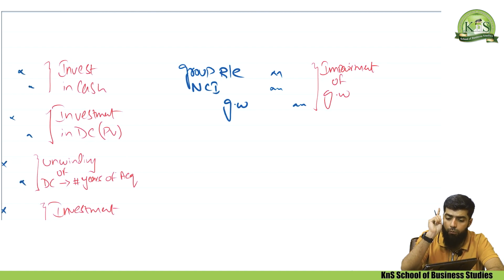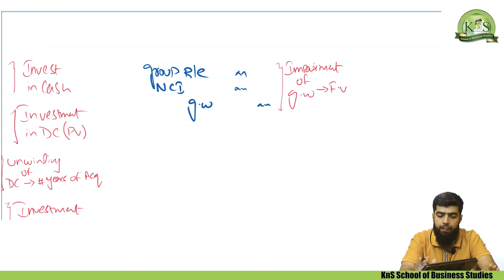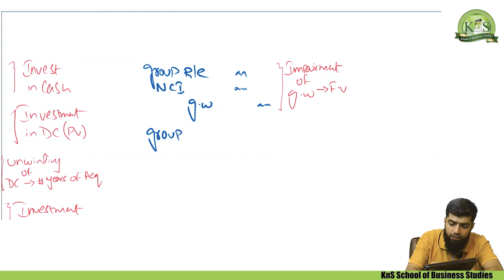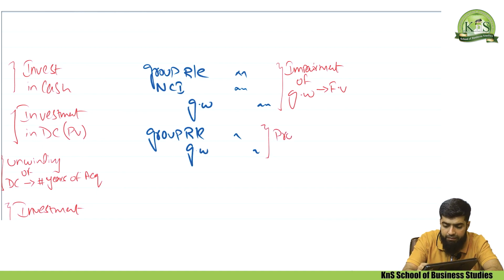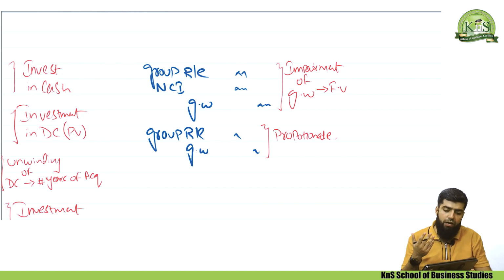But one thing that should be kept in mind is that NCI will only be debited if the company is using the fair value method for the calculation of goodwill. If the company is using the proportionate method, definitely no NCI will be debited. Let me prepare the entry for this one as well. Then only the group retained earning will be debited and goodwill will be credited. That is again the impairment of goodwill, but in this entry we are assuming that we are using the proportionate method for the evaluation of the goodwill.